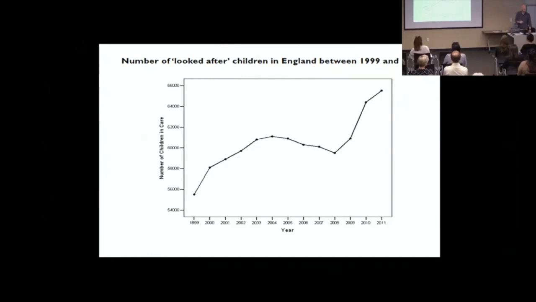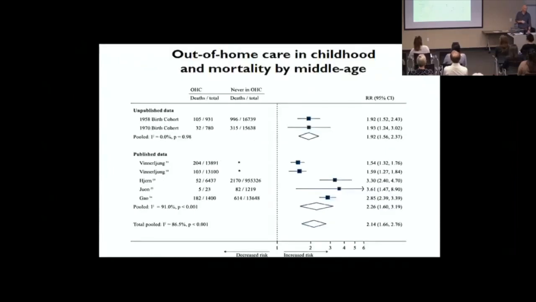But we also put this in the context of a review of existing studies, of which there actually aren't that many. And we found that kids who were in care had about twice the risk of premature mortality. This is mortality up to 51 years of age, than kids who hadn't been in care. And it's pretty consistent across the studies.